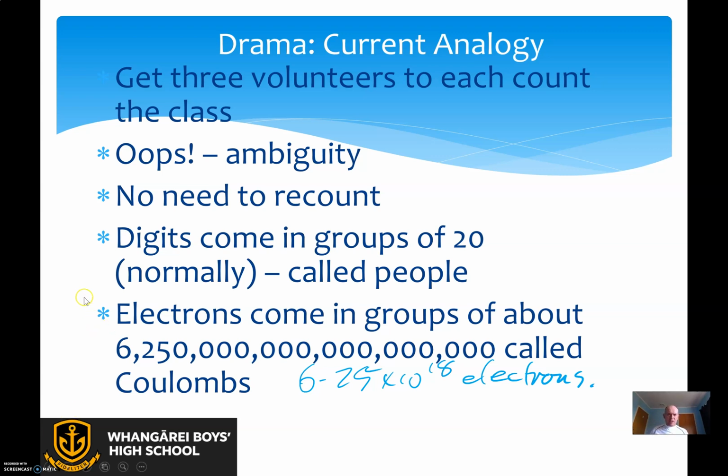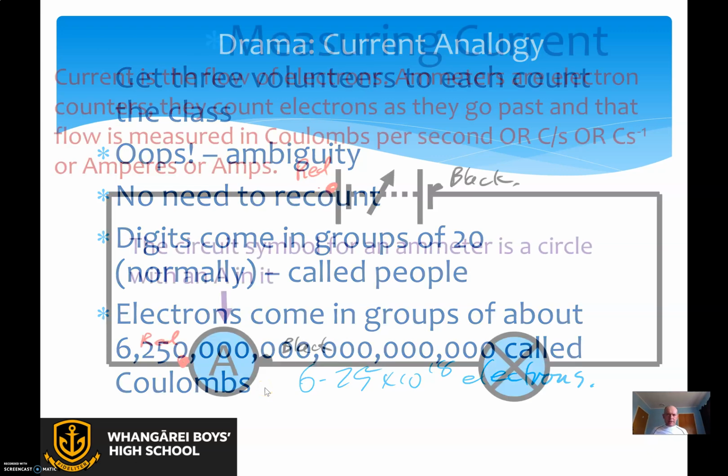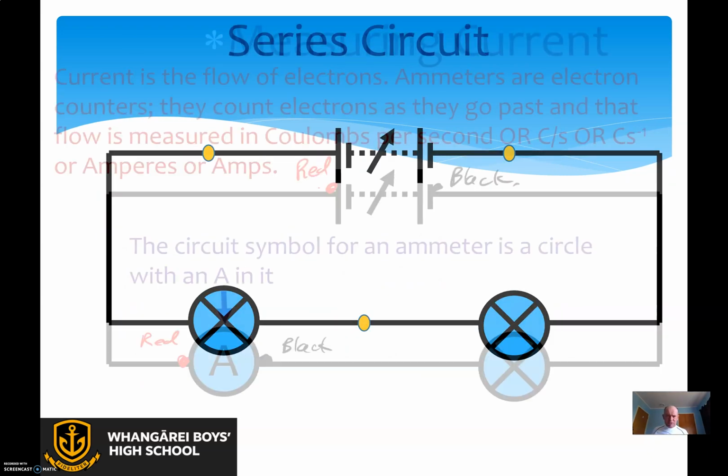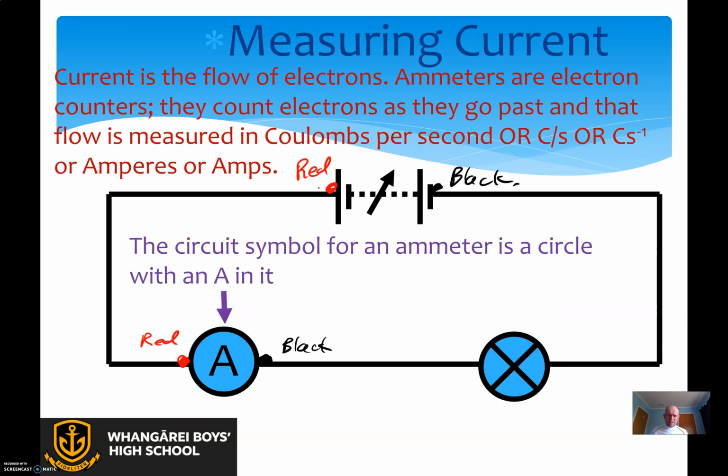Following up from yesterday's video about current, we did this little project here and I said electrons come in groups. Fingers and toes come in groups of 20, cool people. Electrons come in bigger groups called coulombs. And I gave you a wee job to do, and it was to look at measuring current, and I did some things here.